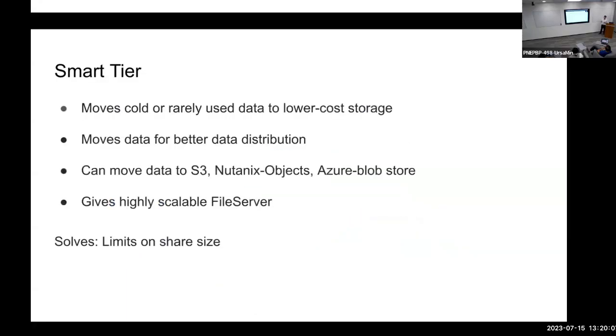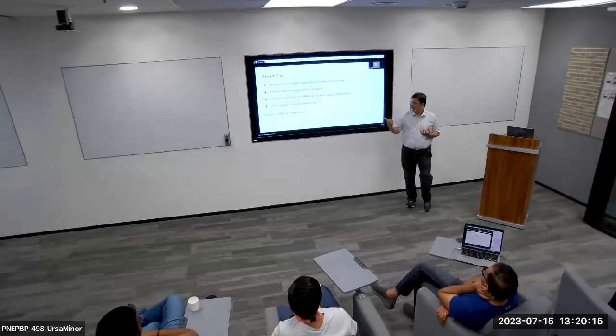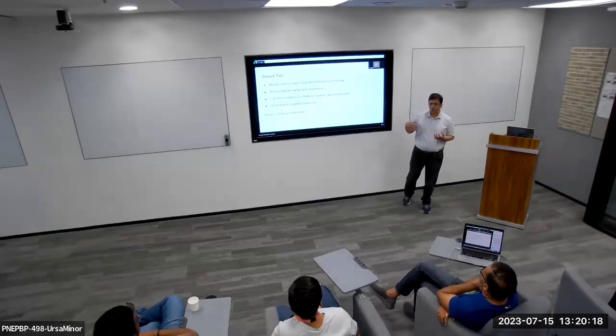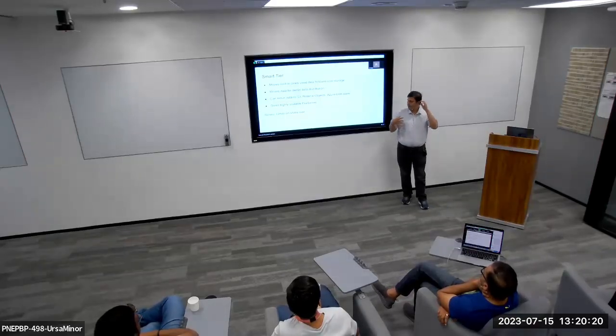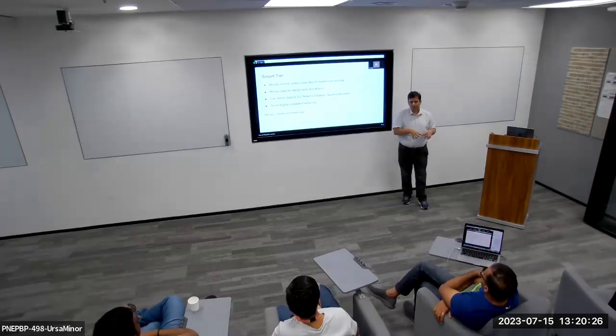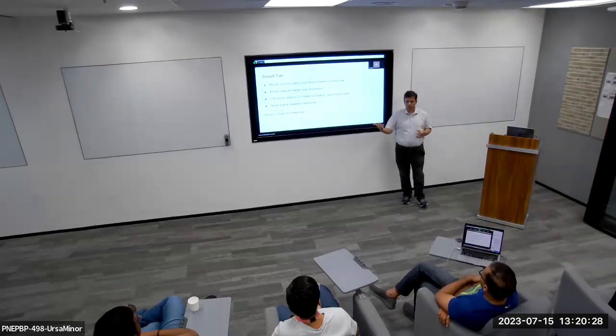So the third thing we do is use tiering. We move the cold data from the file server to S3. And this need not be only S3 in AWS. We support Azure or even our Nutanix object store. So we basically move a bunch of data from the file server hardware to the object store.